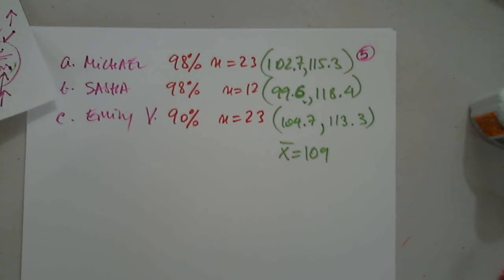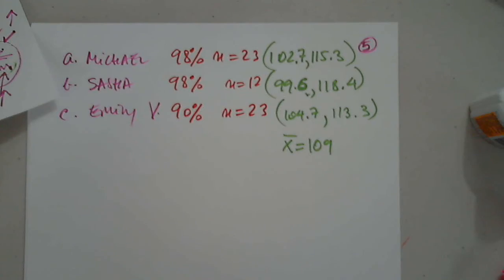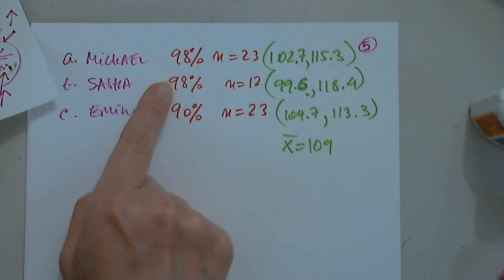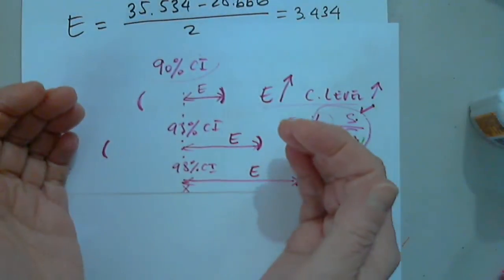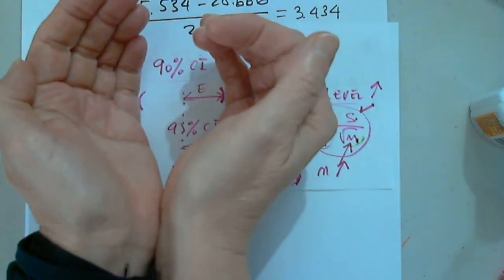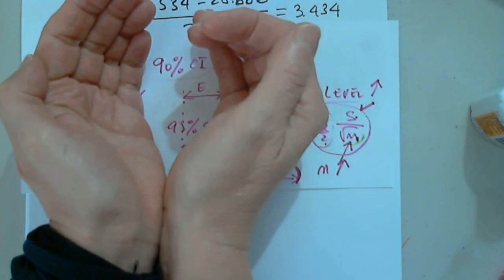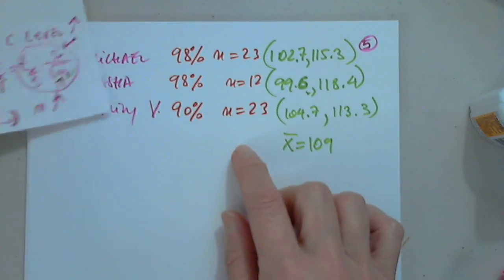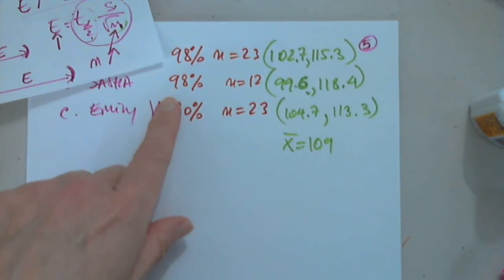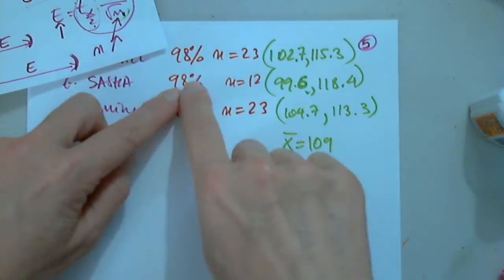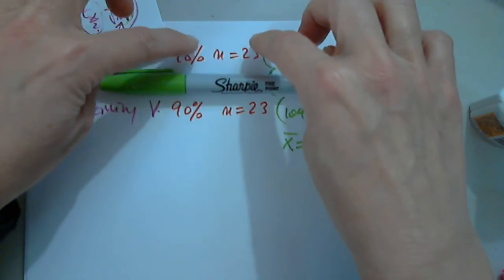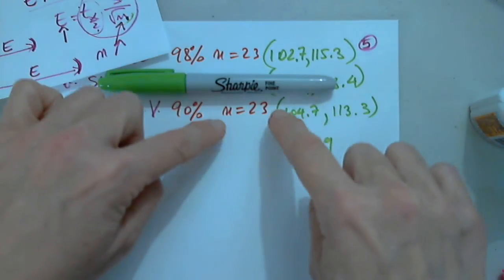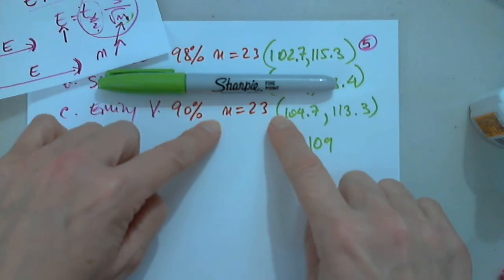Thank you so much. So now let's compare. Compare the results to those obtained in Part A. How does decreasing the level of confidence affect the interval? So we decrease the level of confidence right here from 98 to 90. We're not talking about the second one. We're talking about comparing this to this, the same number of people or the same sample size.